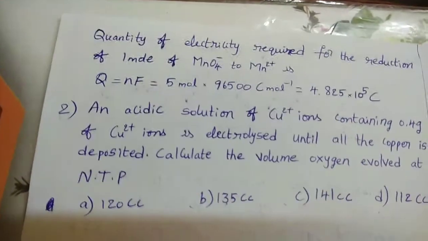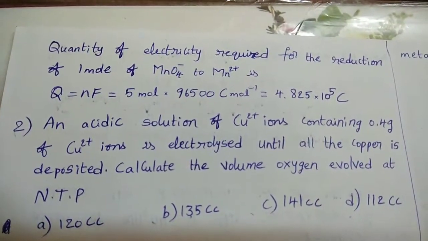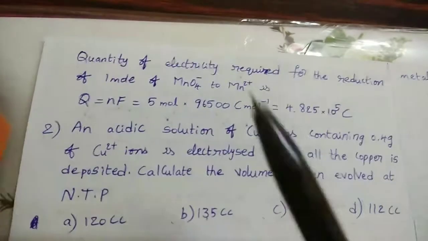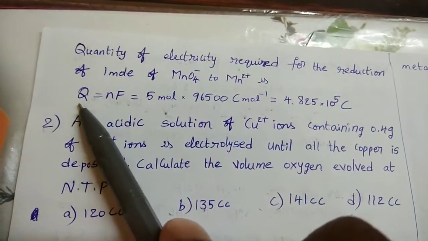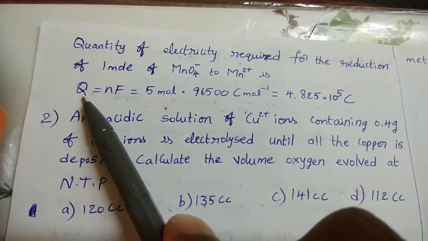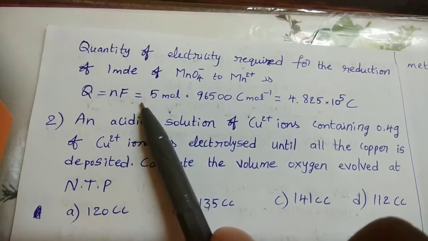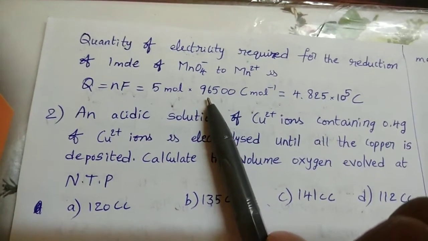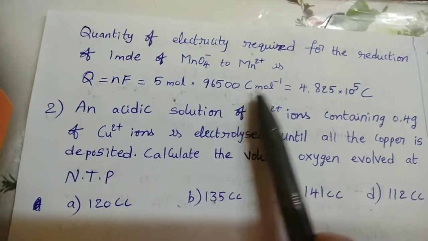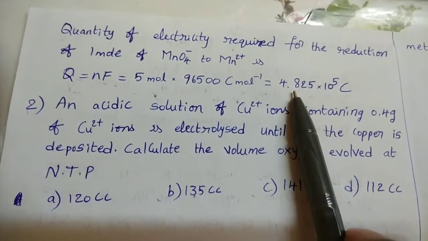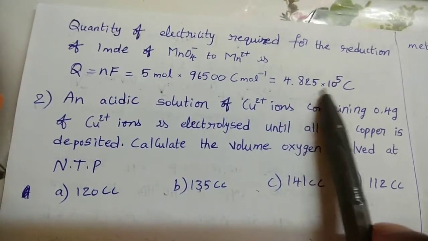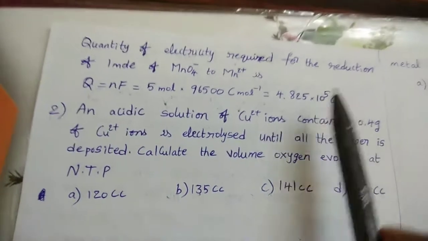See this, the quantity of electricity required for the reduction of 1 mole of MnO4- to Mn2+ is the charge Q equals n into F, where n means number of moles, 5, into F, Faraday, 96,500 coulomb per mole. So finally we get the charge in coulombs, that is 4.825 into 10 power 5 coulombs.